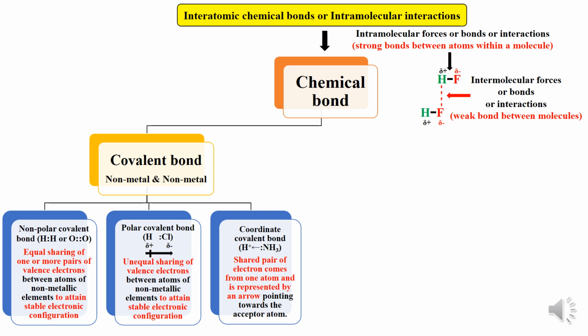And the third type is the coordinate covalent bond. A coordinate covalent bond is formed by a shared pair of electrons.